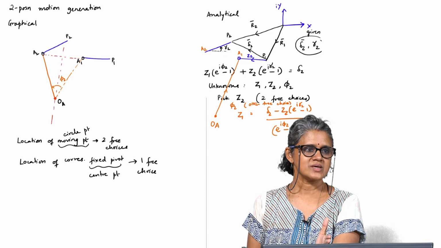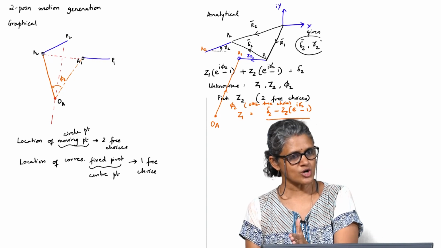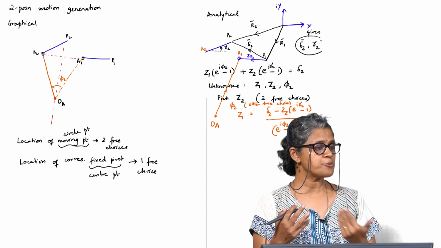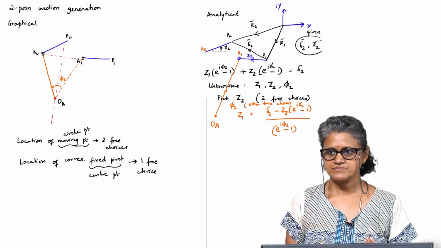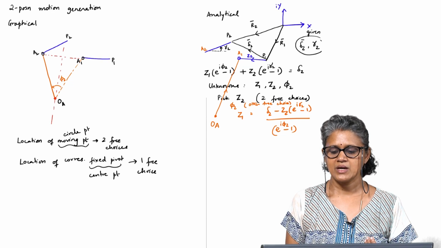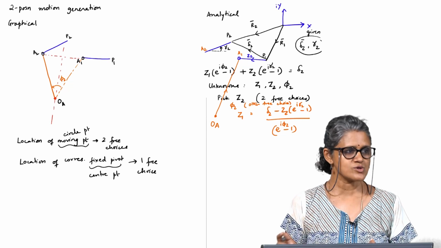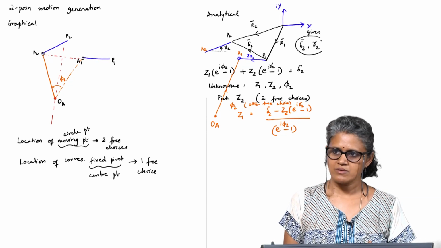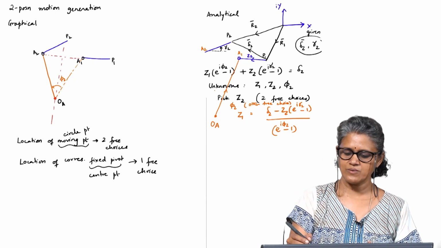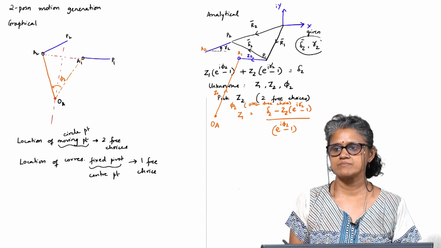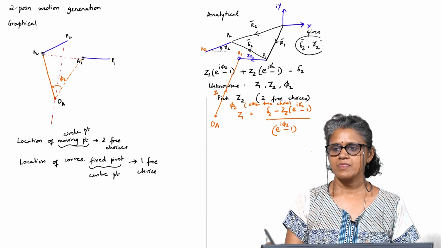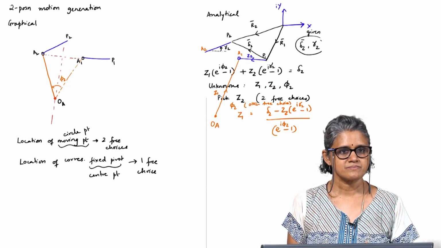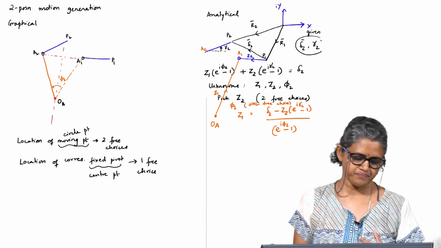Okay. Is that clear? So, the number of free choices does not change, what you pick as your free choice changes, okay, and that determines how you solve for the other unknown vector. Okay. So, then this becomes Z1. Once I pick phi 2, I can solve this equation. Clear? Okay.